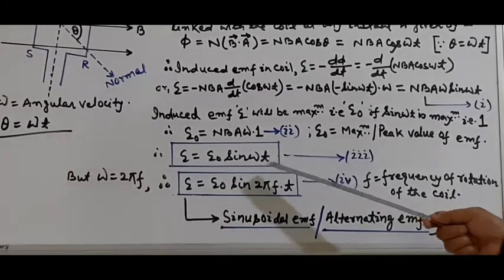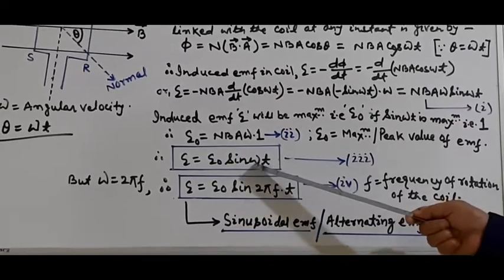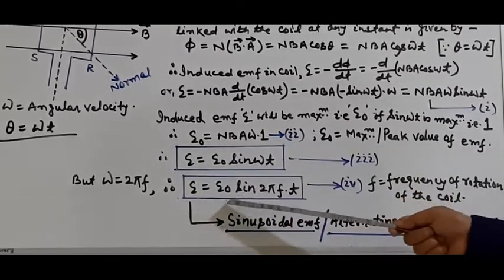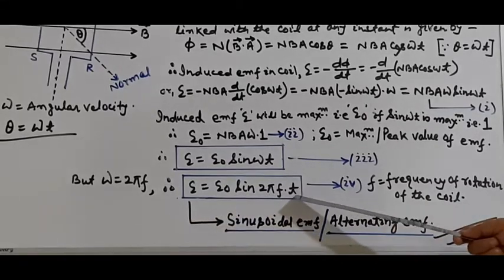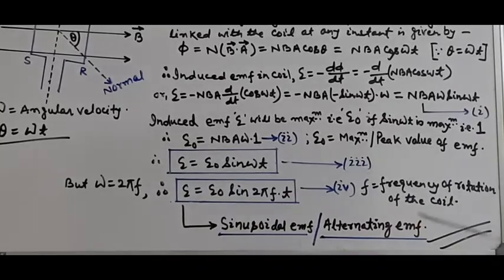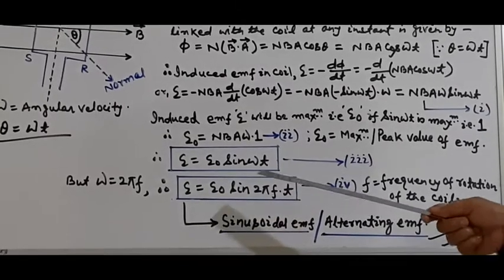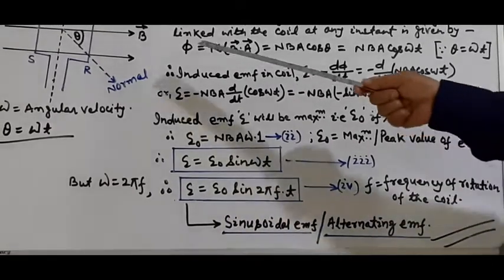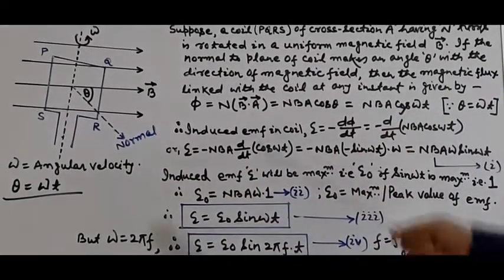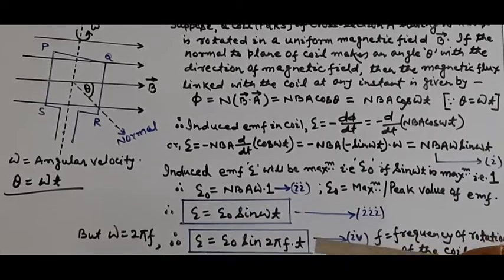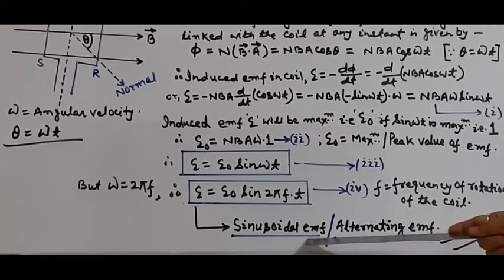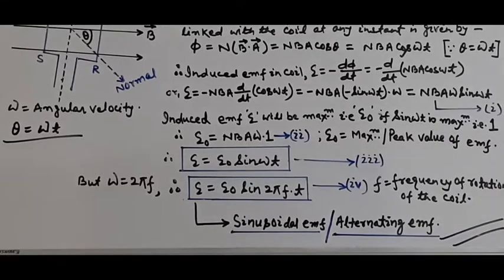Then in this equation 3, at the place of omega put 2 pi f. So E is equal to E naught sine 2 pi f into t. This relation 4 is also known as the induced EMF produced in this coil PQRS in the magnetic field B. And this relation 4 is called or known as sinusoidal EMF or alternating EMF.